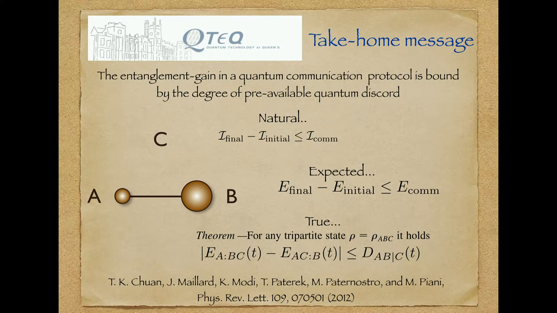The actual truth is that in such a scheme, and this is an actual theorem, for any tripartite system, and there is no limitation on the dimension of the systems themselves, of the Hilbert space, the gain that you have in entanglement does not depend on the amount of entanglement that you communicate, but depends on the amount of pre-available discord. So a quantum correlation figure of merit, but of a different nature.